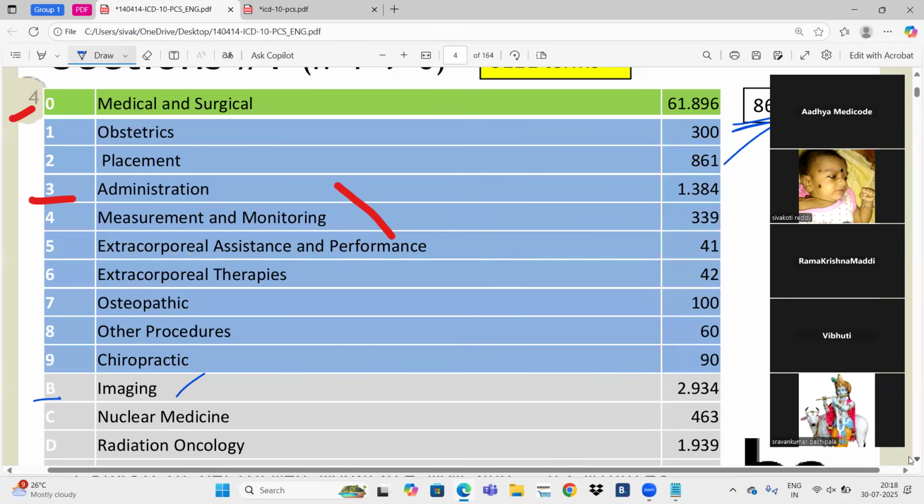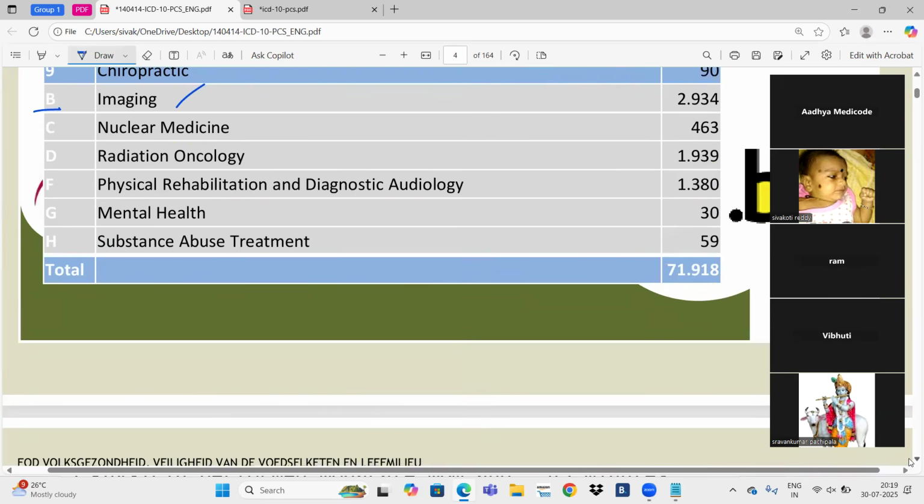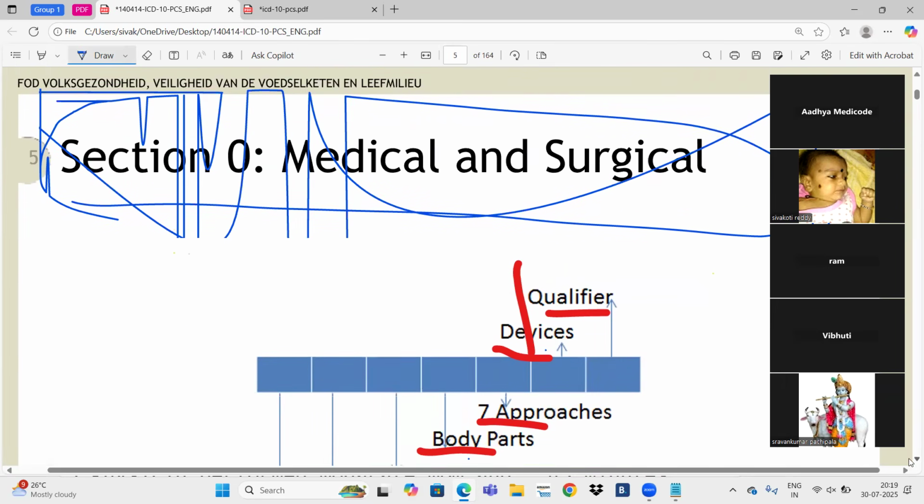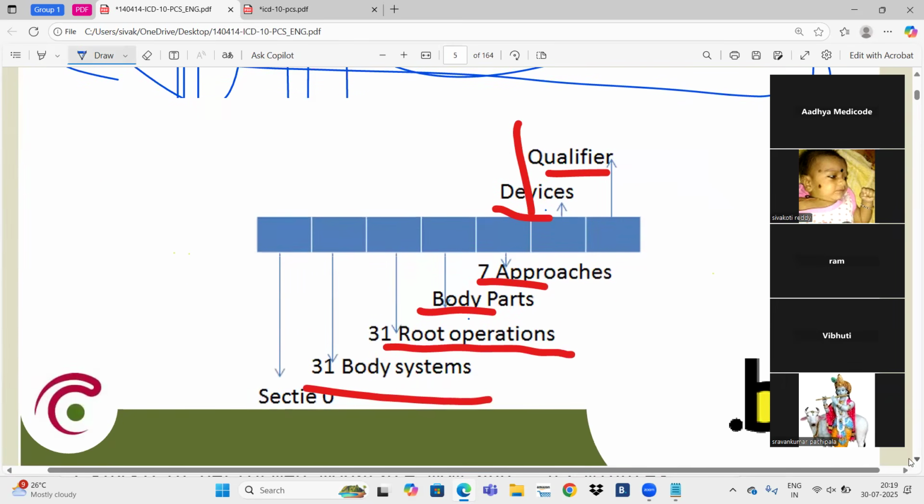So now we can start with the zero series. First we can discuss the medical and surgical section. Whatever we are discussing now, all those procedures start with zero. Zero means medical and surgical, correct? Now medical and surgical, section 0.